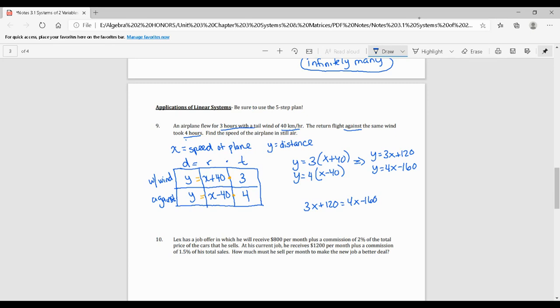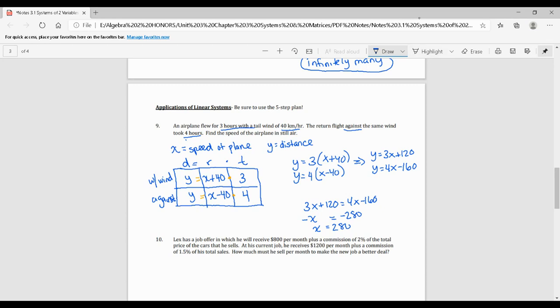I'm going to subtract 4x. That would give me negative x. And I'm going to subtract 120. And that's going to give me negative 280. Which means positive x is 280. Now the question says, what's the speed of the airplane? Well, if we go back to our variables, x represents that speed of the airplane.